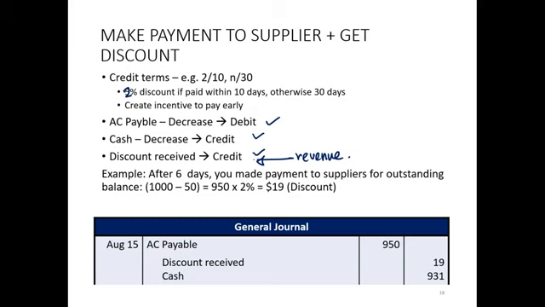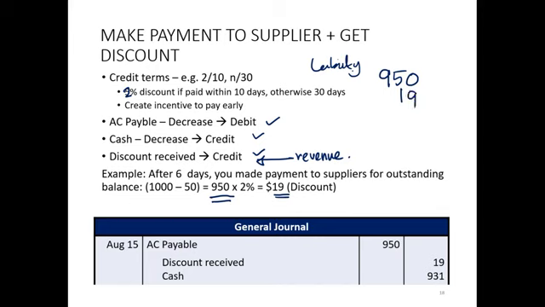Okay. So after 6 days, you make payment to the supplier for the outstanding balance. What is the outstanding balance? 950. What is the discount? 950 multiplied by 2% is equal to $19. So this is the discount. You don't have to pay the full 950. This is your balance outstanding, and this is your liability, 950.